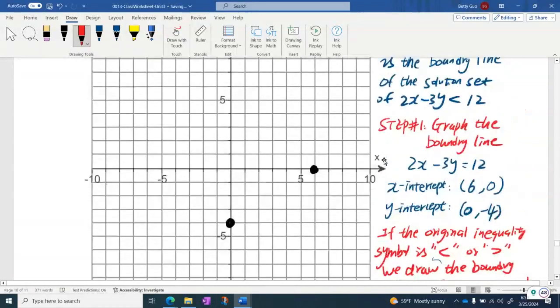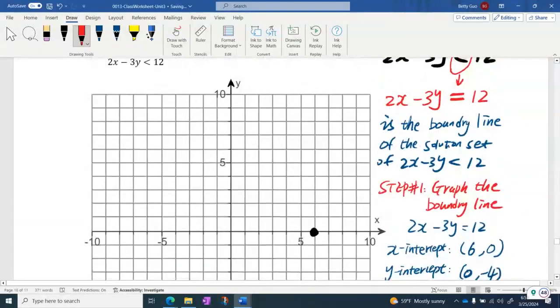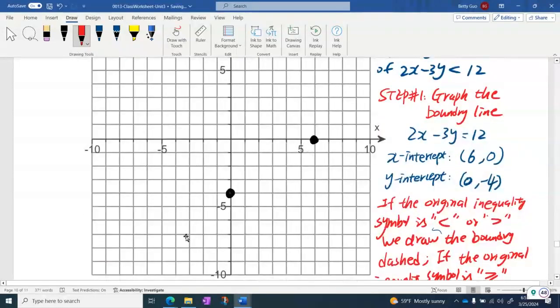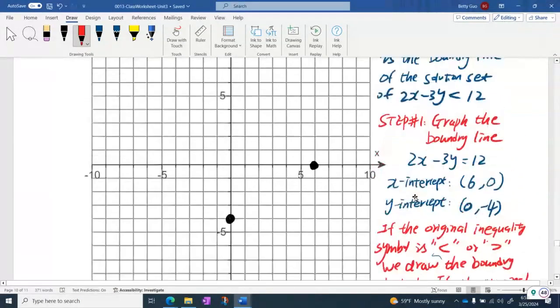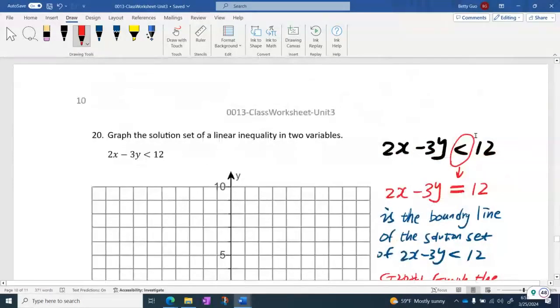We are going to draw the boundary line, right? The boundary line is 2x minus 3y equals 12, this red equation. We just found its x-intercept and y-intercept, the 2 black points, and we are going to connect them to draw the line. But before we draw it, are we going to draw a dashed straight line or a solid straight line? Very important. I give you the rule. It depends on the original inequality symbol.